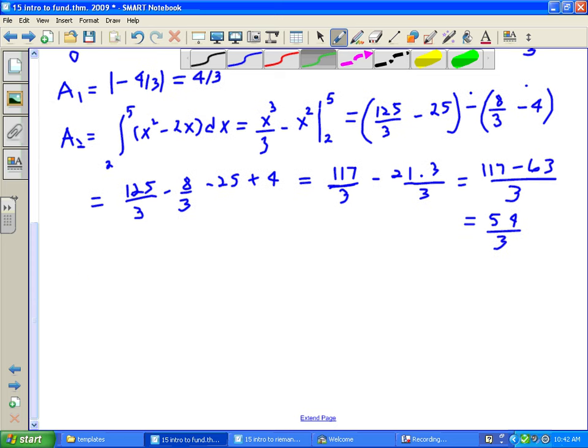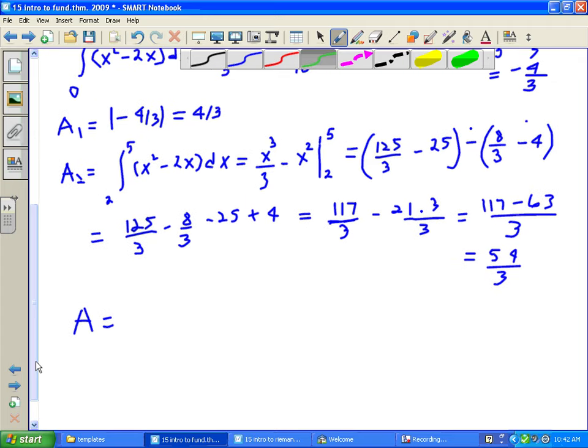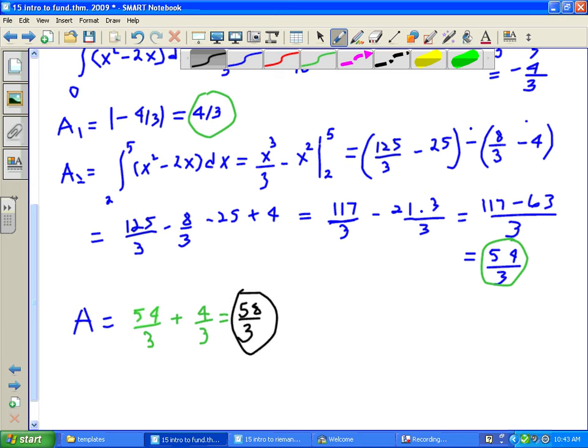So what should be the final answer? I'm going to keep it like that because I know I'm going to be adding it to the other one. So one part was 4 thirds, the other one was 54 thirds. So I'm going to add the two together. So 54 thirds, oops, not 13ths, but thirds, plus 4 thirds is indeed 58 thirds. It's not writing so well. There we go. Okay. So this is the total area enclosed between the graph and the x-axis over the given region.